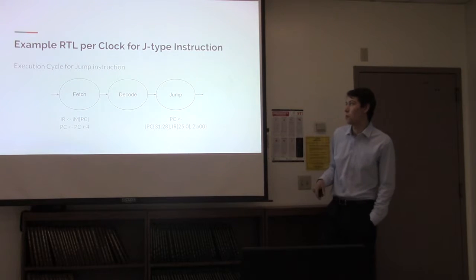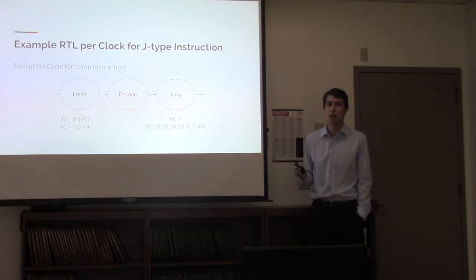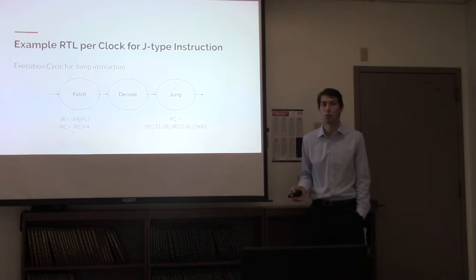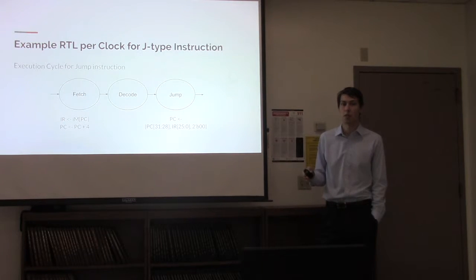And then this is for the J-type instructions. In our fetch, same thing happens. In decode, nothing happens because there's no registers, and then the jump will occur in the third state, and PC will be written with the most significant 4 bits of PC plus the 26-bit, which is concatenated with 2 zeros, for the jump address.